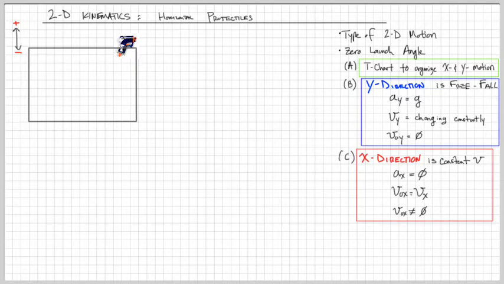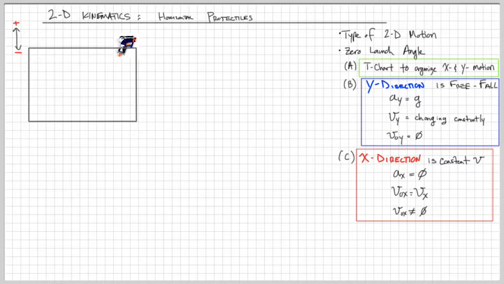And because it has a 0-degree launch angle and it's just shot off horizontally parallel to the table, its initial velocity in the Y direction is going to be 0. That's a very important thing about horizontal projectiles. We know that the initial velocity in the y direction is 0. In the x direction, we have a constant velocity. It's not changing. That means our acceleration in the x direction is 0.